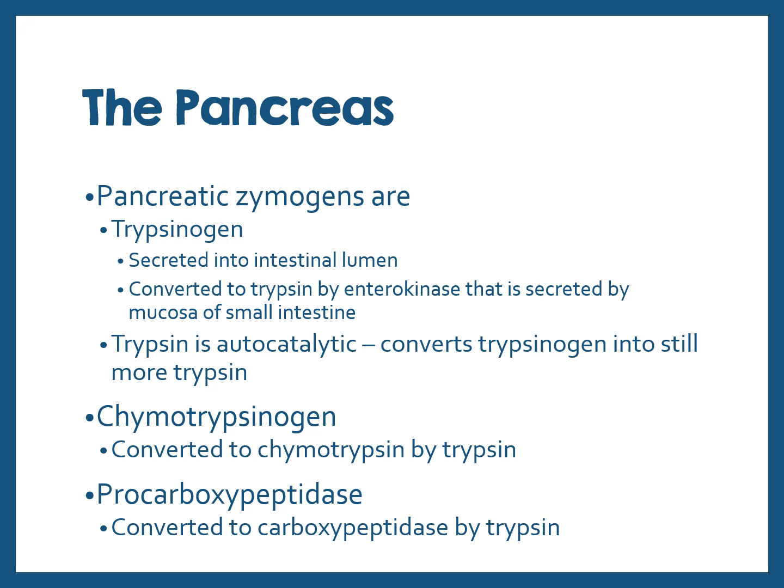Trypsin will then be what converts chymotrypsinogen to chymotrypsin, and it will also convert procarboxypeptidase into carboxypeptidase. And so those three zymogens are activated within the small intestines, and they're all involved in protein digestion, meaning they'll take those proteins and they'll break them down into their building block or monomer called an amino acid.